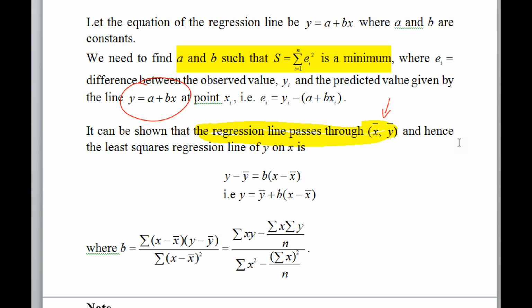And therefore, you can actually find a if I tell you what b is. Correct? Now b is this messy looking thing. Again, given in the formula list. So easy, right? So just substitute. No big deal.